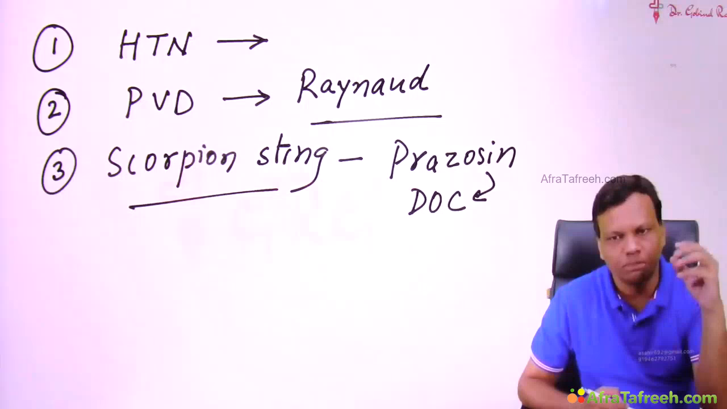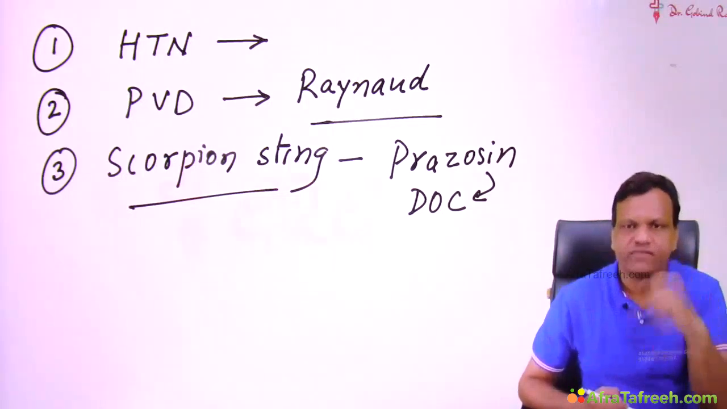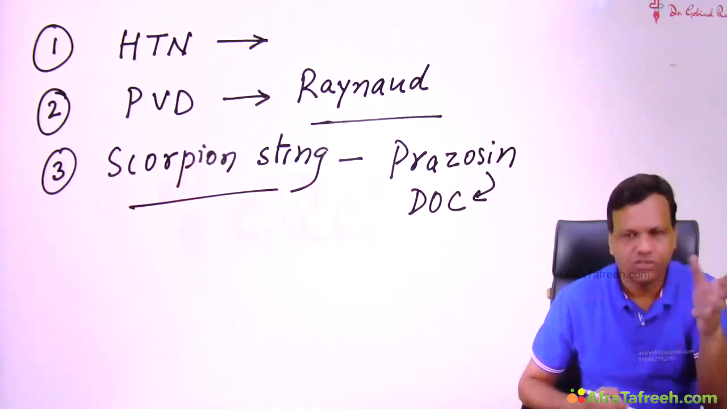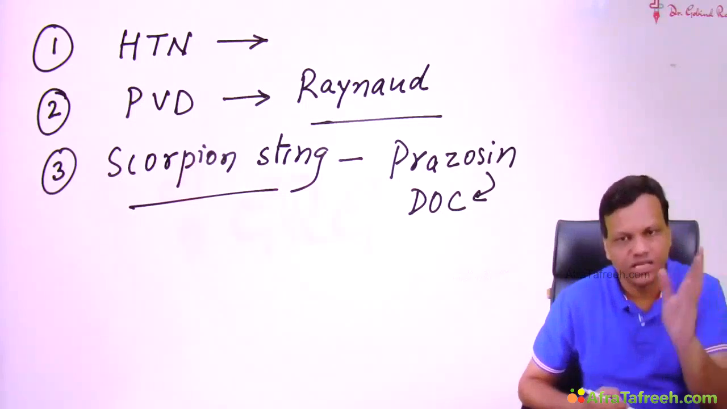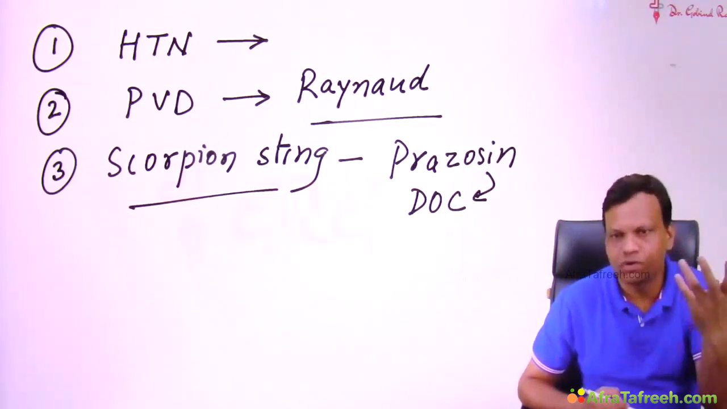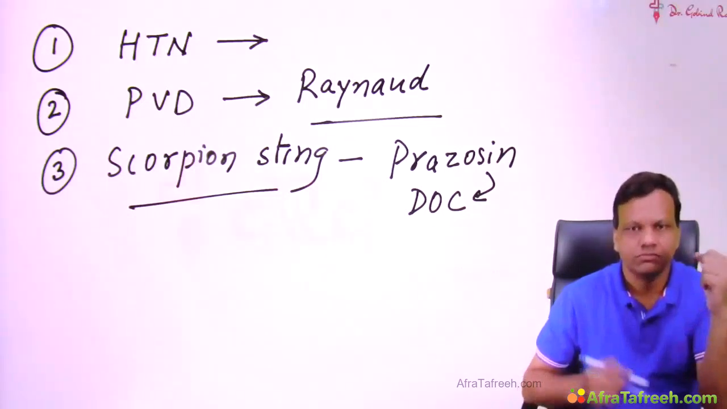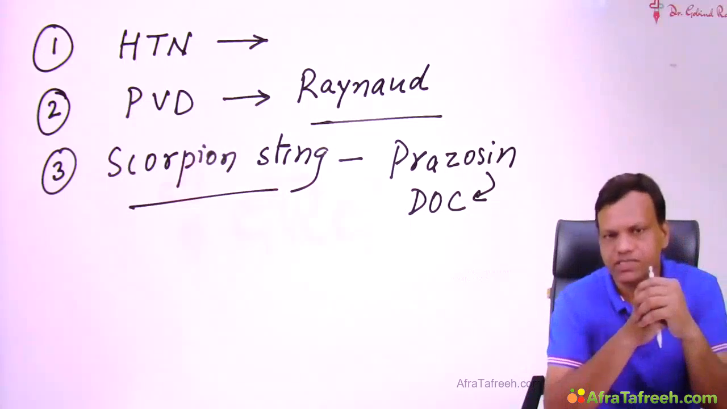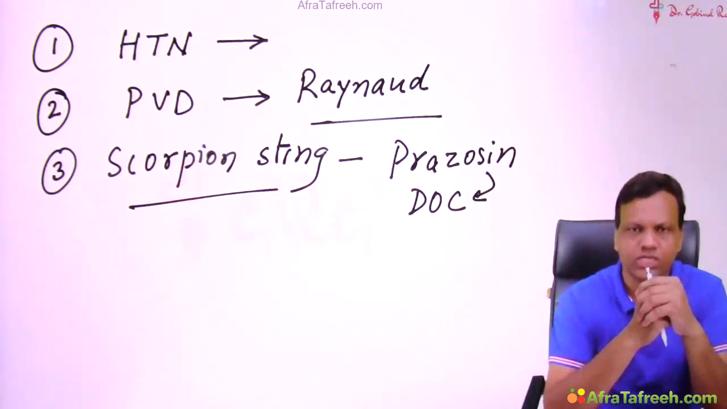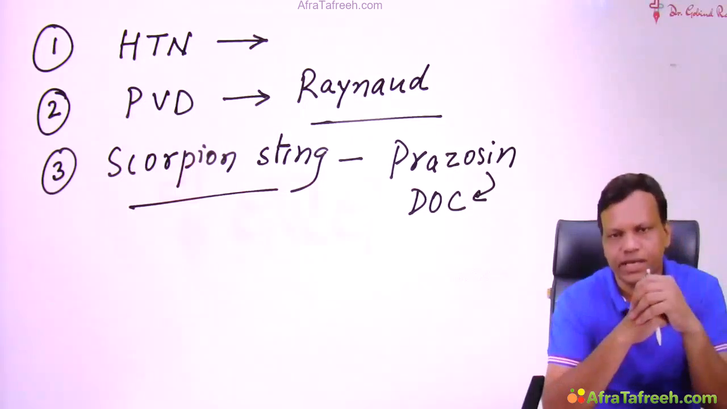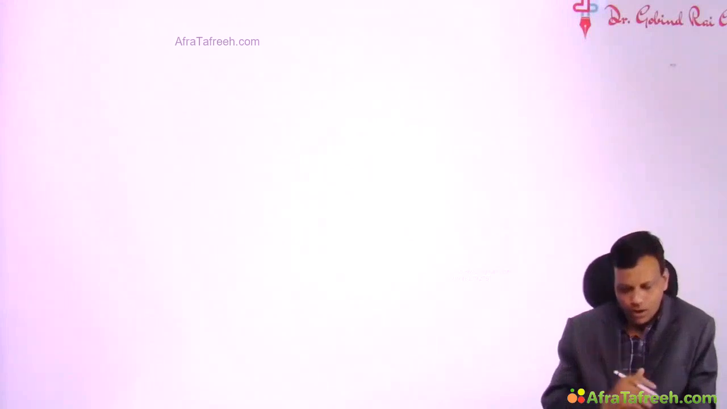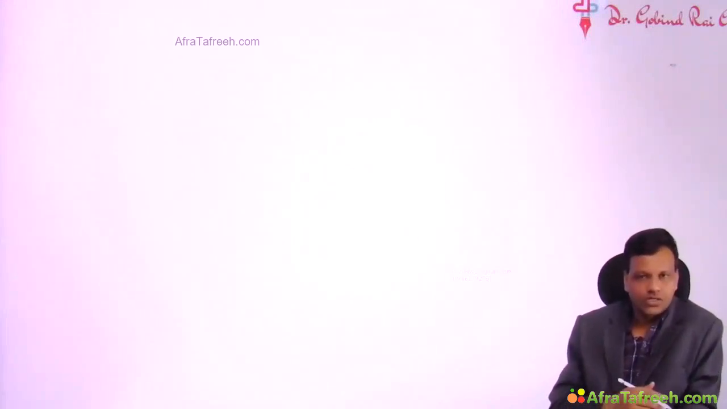Basically, non-selective alpha 1 blockers, that means alpha 1a plus alpha 1b blockers, that means the prazosin group of drugs, they have other uses also apart from benign hyperplasia of prostate, whereas tamsulosin has only one use, that is BHP. Clear? So that is all about the alpha blockers.